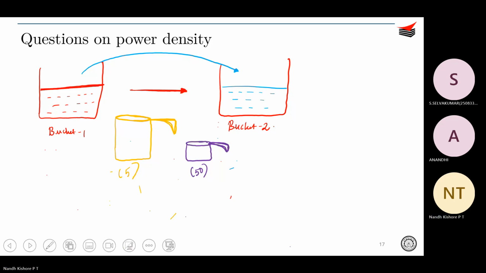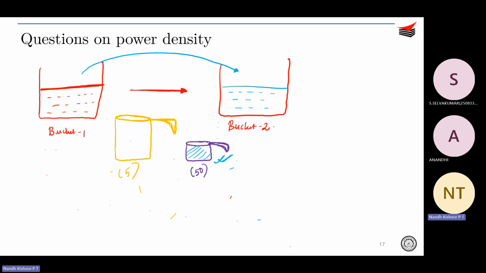So you tell me, among these two options, which is easier for you to carry? Is it easier for you to carry the first mug, or is it easier for you to carry the second mug? It is obviously easier for us to carry the second mug, right? That is, I will have a smaller mug.